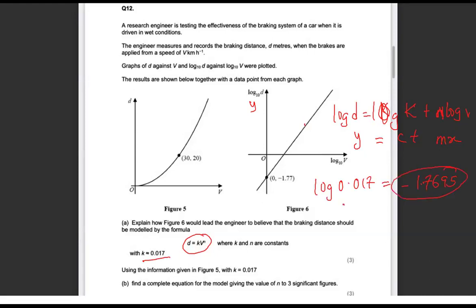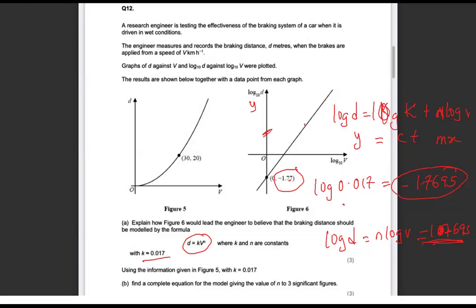You've got this one, so just push that one to be K. So log D equals log K plus N log V, where log K is minus 1.7695. If you compare minus 1.76 and this one together, can you say they're the same? It's similar. Because they're actually the same, that is why this model can be used that way.